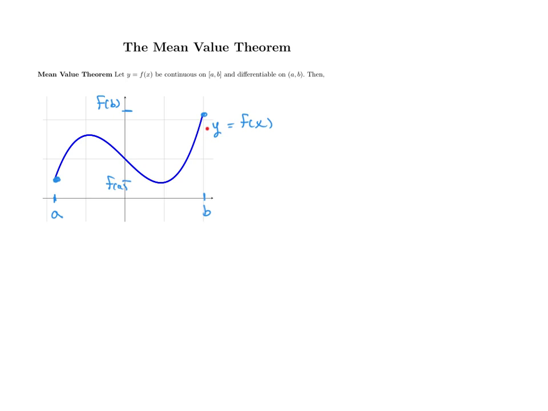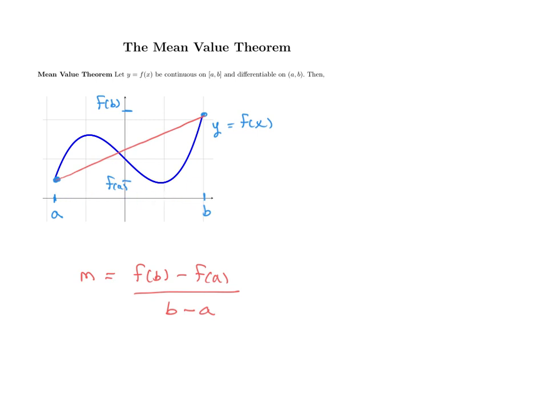If you assume these things about this particular function, I'm going to geometrically describe what the mean value theorem says. I'm going to draw a line connecting f of a and f of b, these 2 points. So I'll draw that like this. The slope of this line, which I'll call m, is equal to f of b minus f of a all over b minus a.